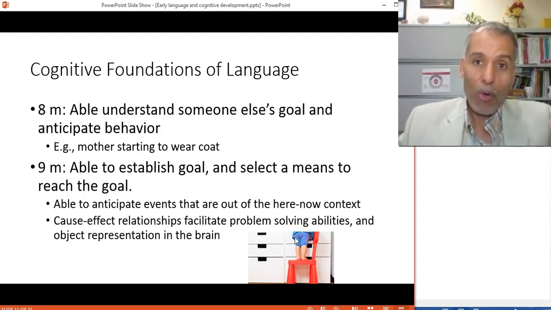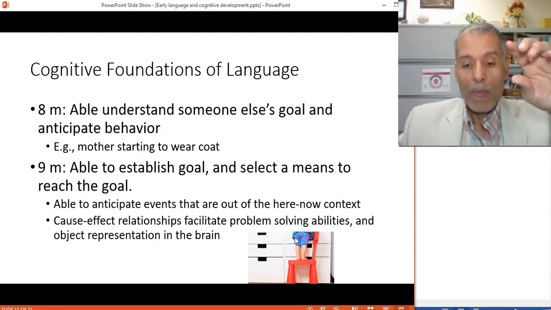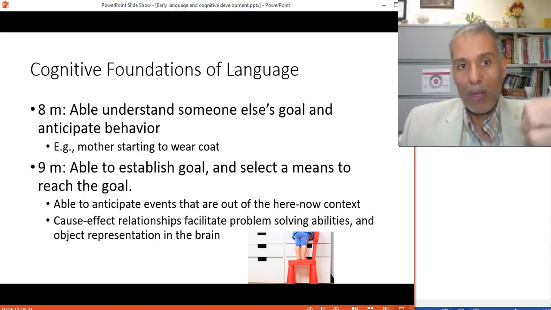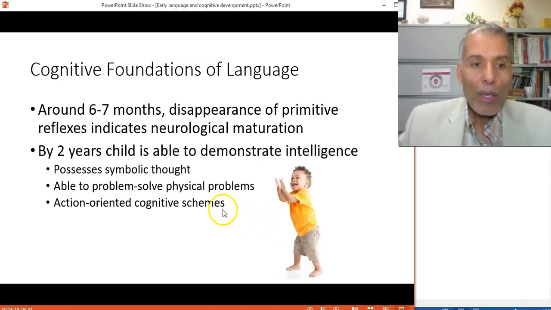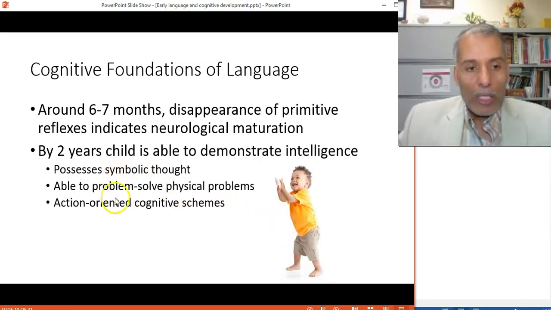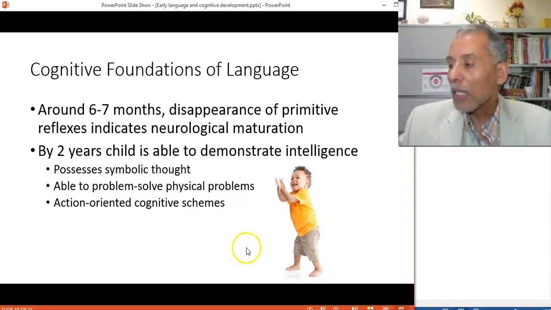You have a goal, and you want to achieve the goal, put some things in place to achieve it, or remove obstacles. So these are all signs of intelligence. Action-oriented cognitive schemes.